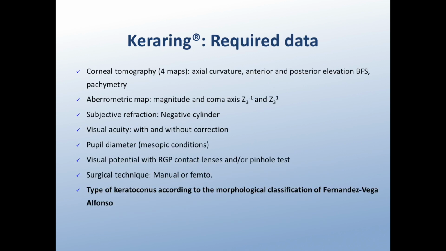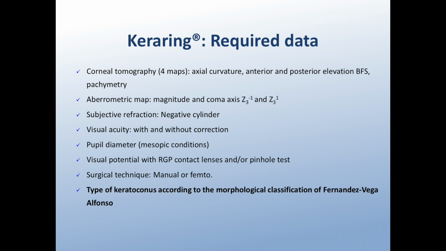What are the data required to be able to do a surgical plan and calculate the ring to be implanted? First of all, a corneal tomography in 4 maps: an axial curvature, anterior and posterior elevation with the best fit spheres, and a pachymetric map. Naturally, it must be accompanied by an aberrometric topography with magnitude and coma axis, and obviously the surgeon must be able to determine the subjective refraction, and above all, pay attention to the correction of the maximum theoretical negative cylinder, which allows us to correct the refraction defect.